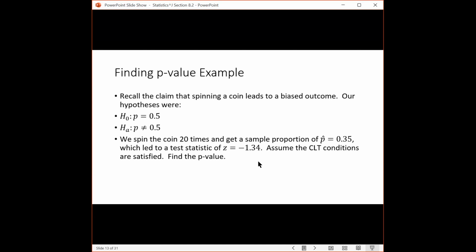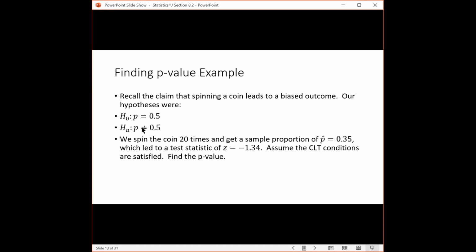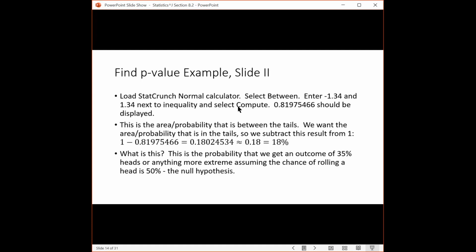So this is just giving us a bunch of stuff, and it says calculate the p-value. How do we do that? You load up the StatCrunch normal calculator, and you select between. The reason you select between is because we have not equal to. This is a two-tailed test. Enter the test statistic, both on the left and on the right, the negative version on the left and the positive version on the right, next to each inequality, and then hit compute. And don't change the mean or the standard deviation.